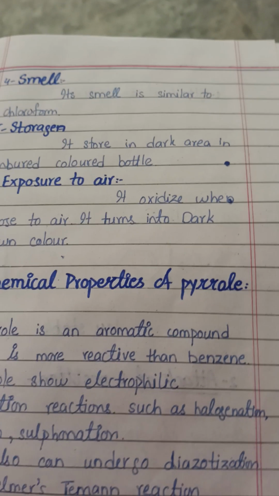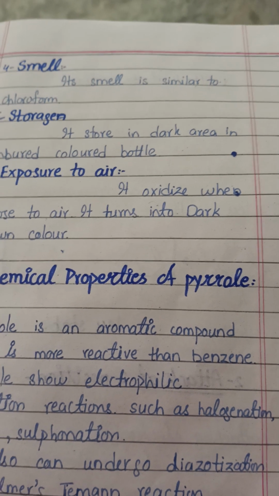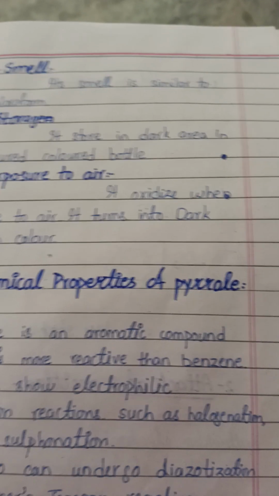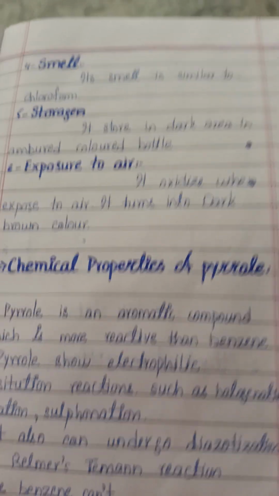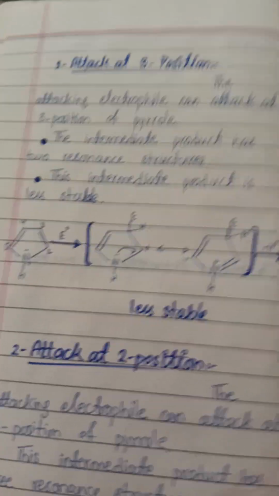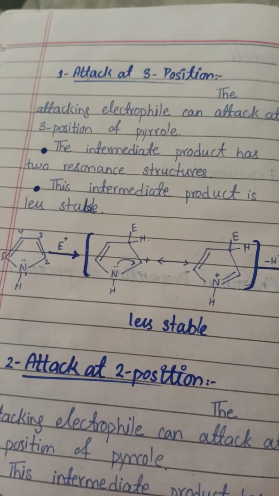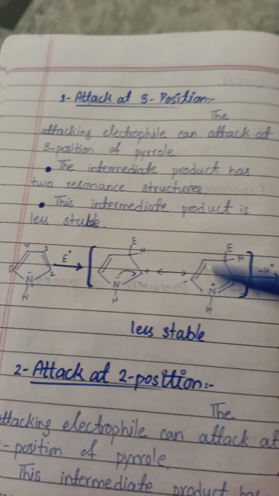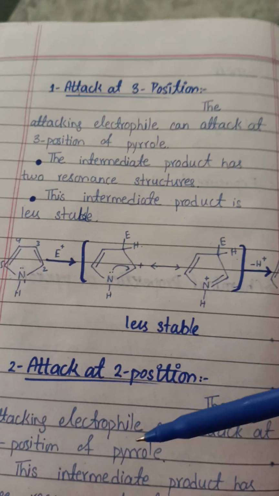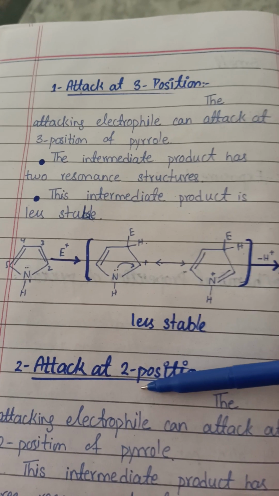For example, the chemical properties of pyrrole: that it is very aromatic and what kind of reactions it shows. Then you move on to the electrophilic substitution reactions. Now we have to see whether electrophilic substitution attacks at the third position or the second position, and why electrophilic substitution always occurs at the two position.